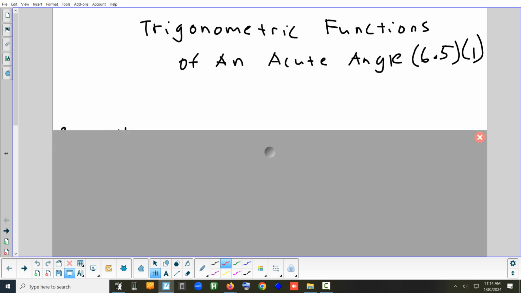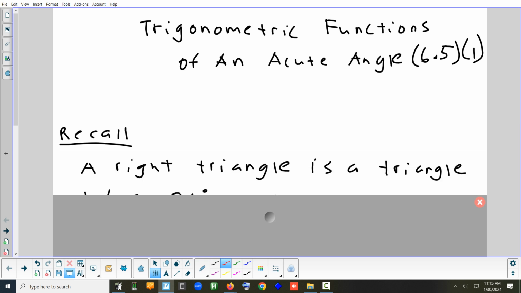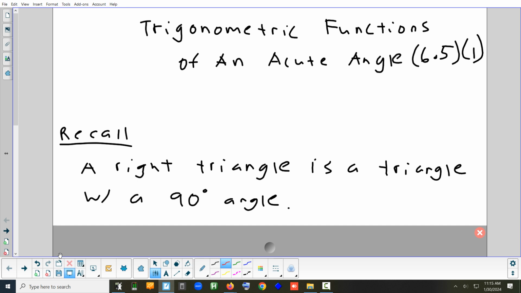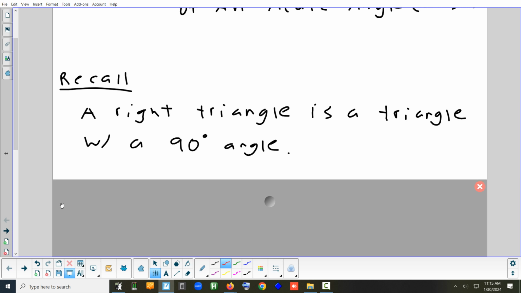So the kind of triangles that we're going to be solving are right triangles. Later on, we're going to do triangles that are not right triangles. But what does it mean if you have a right triangle? Yeah, one of the angles is always 90 degrees. So we're going to talk a little bit about the kind of triangles we're going to work with, and then we'll get into how we solve them later in 6.5.